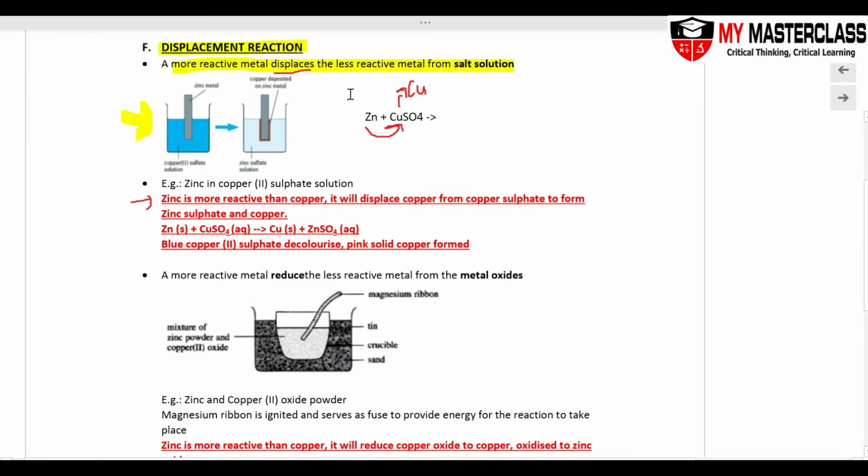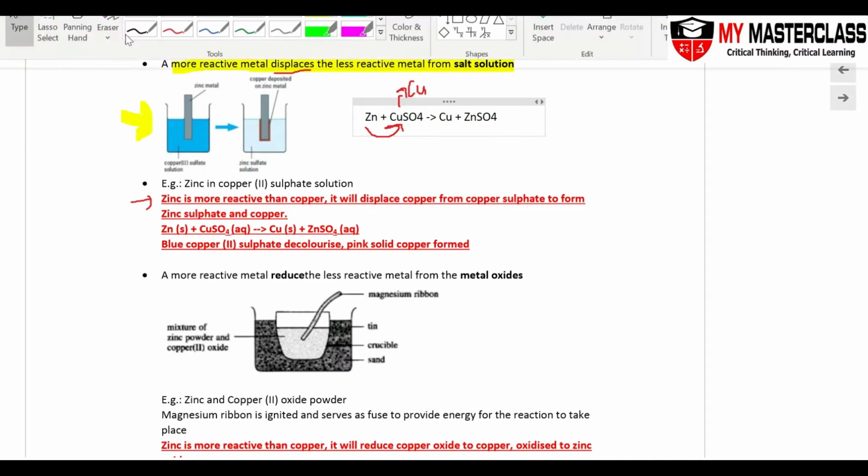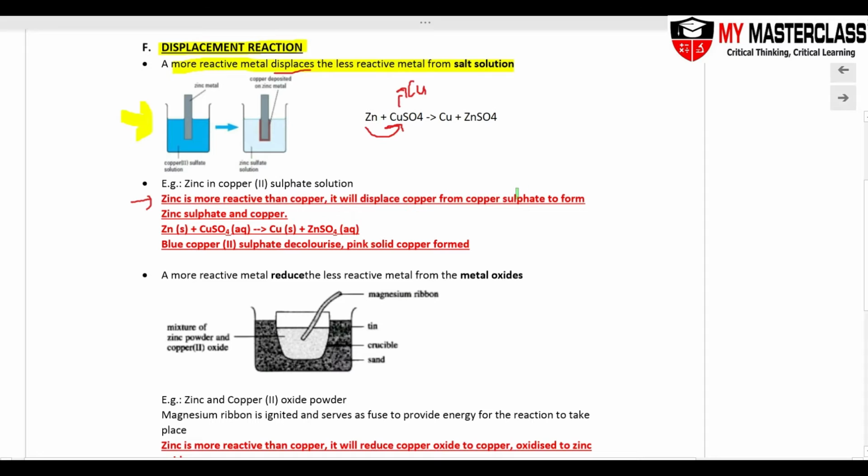So write the equation. When it kicks it out, I get my copper, and then my zinc will partner the sulfate. Write out the equation, and then you can see what exactly happened, the explanation and all that. To know what will happen, my zinc will dissolve, or decrease in size. If they ask what will we see, the observation is zinc decreases in size.